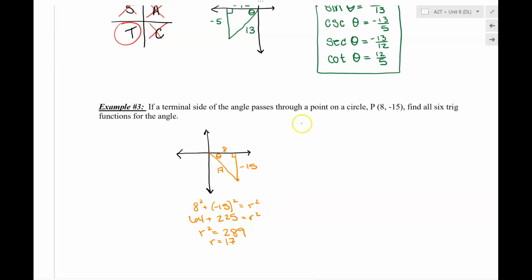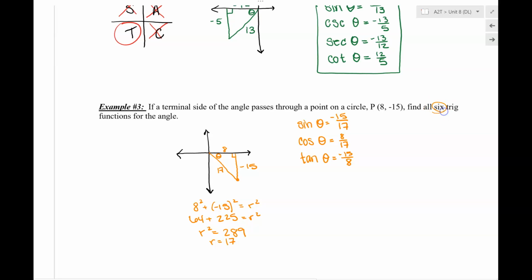Here we go, 6 trig functions, sine of theta. Now, if you want to name the angle alpha or beta, that's fine. I always use theta. That's the most common. So the sine is opposite over hypotenuse, negative 15 over 17. Cosine of theta is adjacent over hypotenuse, so we get 8 over 17. And tangent of theta is going to be opposite over adjacent, so negative 15 over 8.